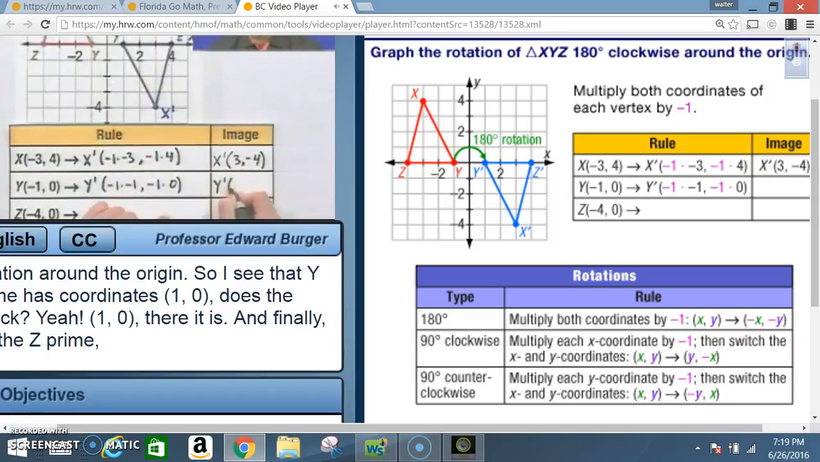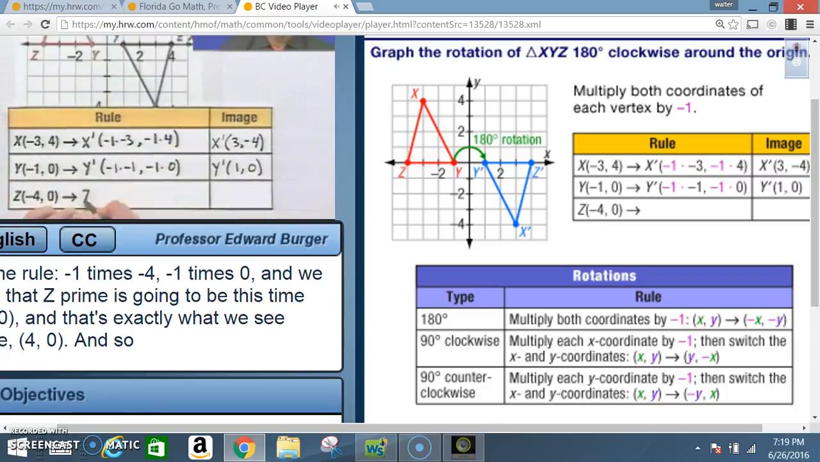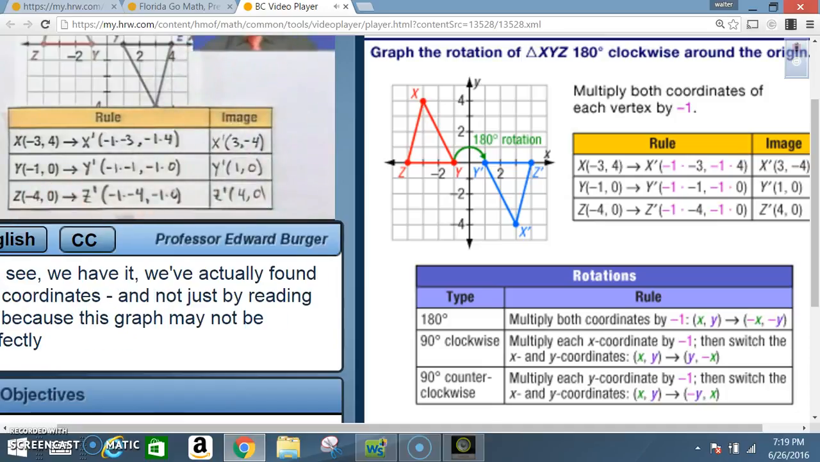So I see y prime has coordinates 1, 0. Does that check? Yeah. 1, 0. There it is. And then finally, for the z prime, same rule. -1 times -4, -1 times 0, and we see that z prime is going to be this time 4, 0, and that's exactly what we see here, 4, 0. And so you can see we have it.